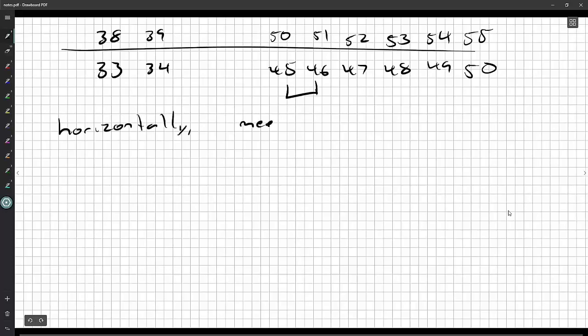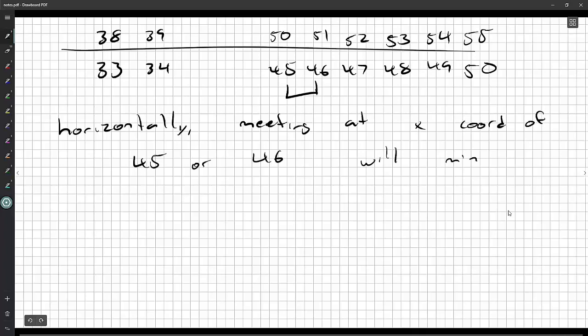So horizontally, meeting at an x coordinate of 45 or 46 will minimize the distance. Okay, so that works out. And then what about the vertical distances? Well, let's start again. Vertically, what are we going to have?